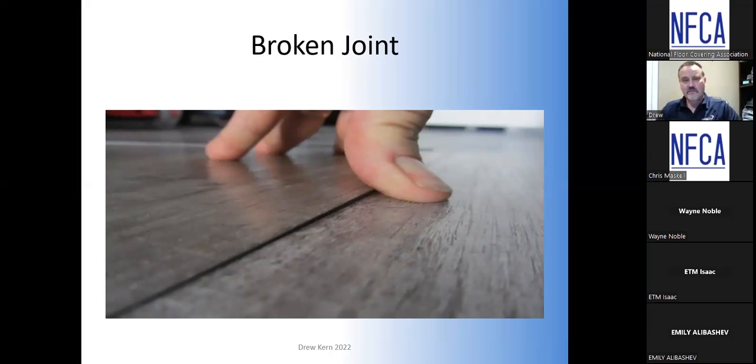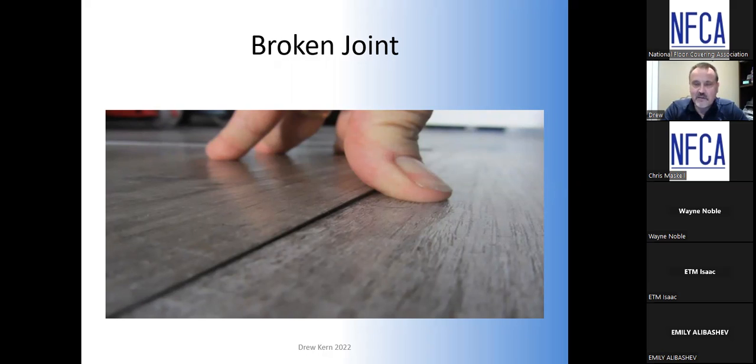Broken joint. Topically in the floor, do I know that there's a broken joint? No. Do I know it's moving? Yes, because it starts off at an even plane, and as I push down, I create a vertical offset. Destructive testing, or some way to get your instruments in there to pull that apart to see if the broken joint is there. Why did that joint break?